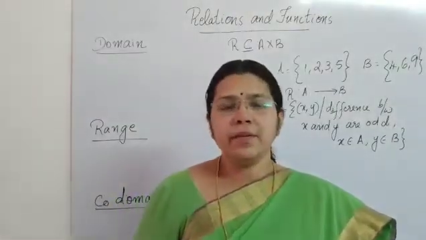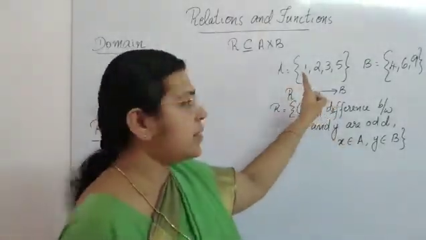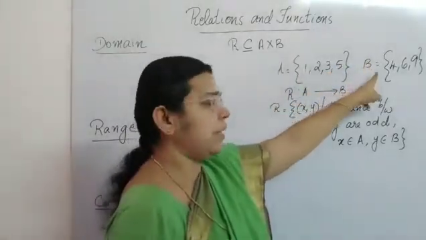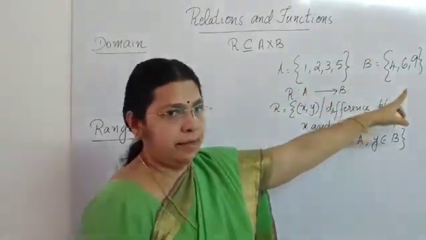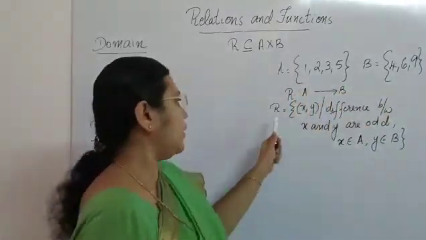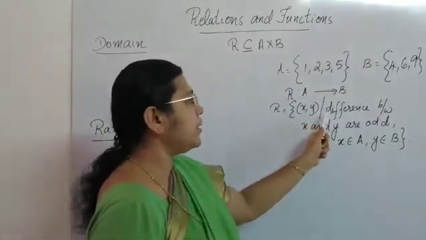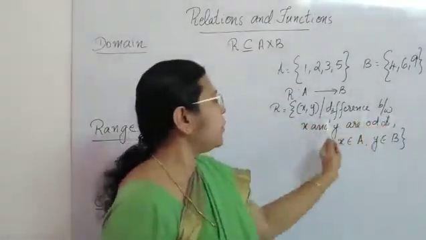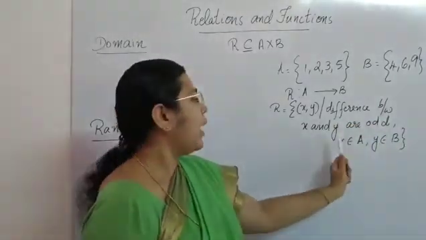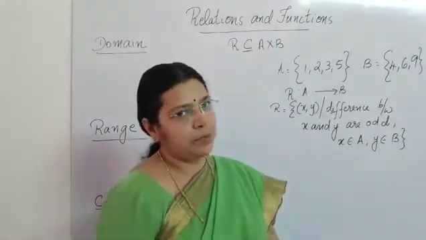So, let's have an example. Here, I have two sets. Set A: 1, 2, 3 and 5. Set B: 4, 6 and 9. Now, R is a relation from A to B. Given R is equal to the set of ordered pairs (x, y) such that the difference between x and y is an odd number, and x belongs to set A and y belongs to set B.